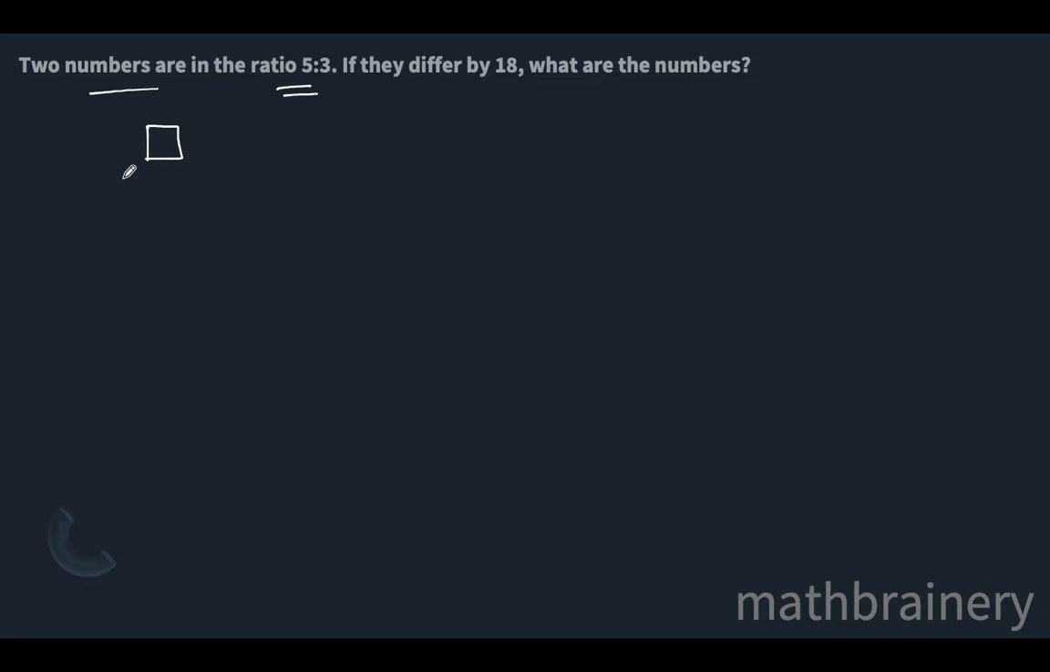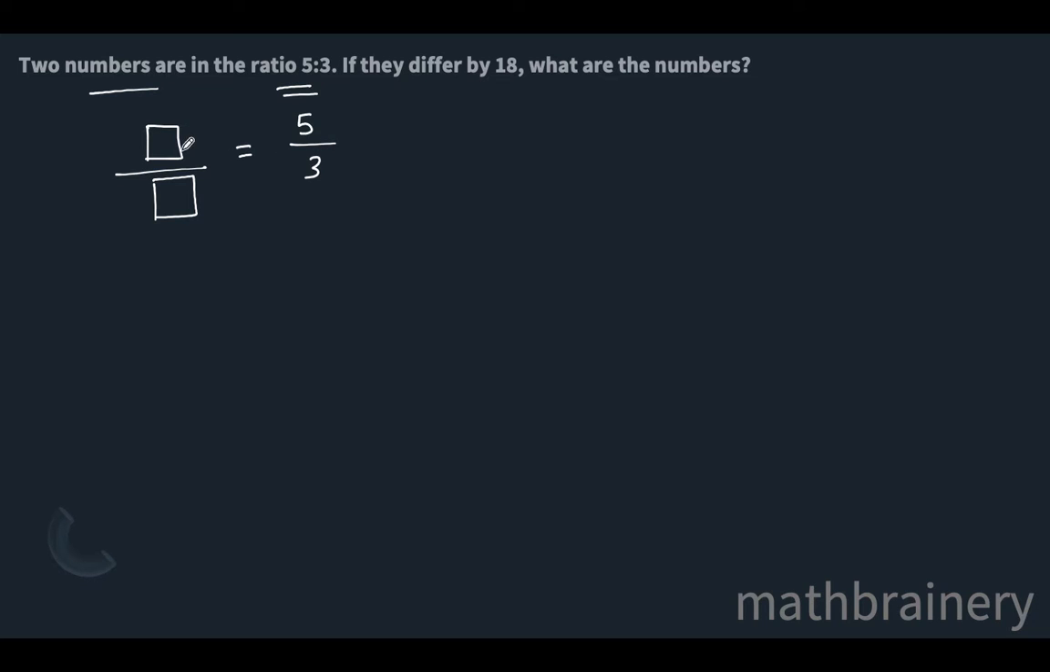So, I have some two numbers. When we divide these two numbers, we must get 5/3. Okay, that is the meaning of this. When we divide these two numbers, we get 5/3, or the ratio of the two numbers is 5:3.